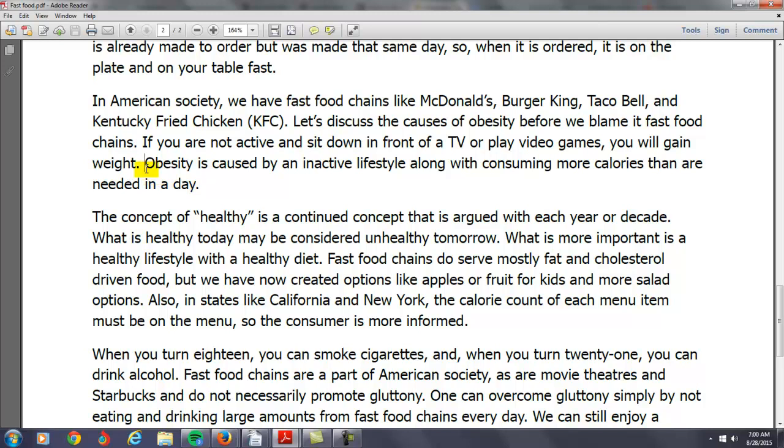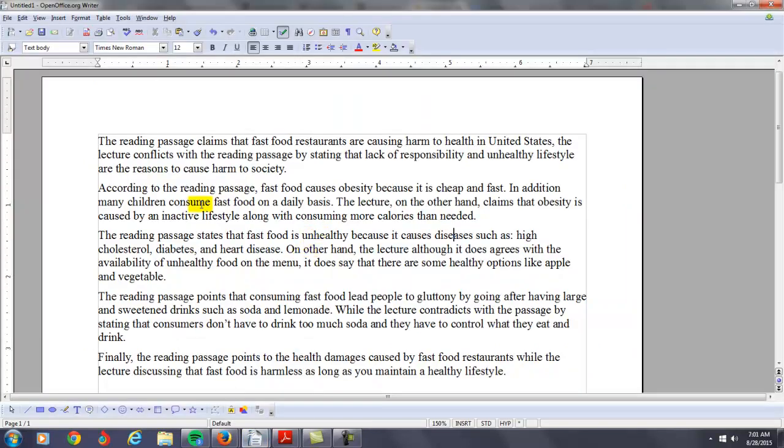So what I'm saying here, if we look at this sentence, it says obesity is caused by an inactive lifestyle along with consuming more calories than are needed in a day, right? You see that? Now then, I go over here, obesity is caused by an inactive lifestyle along with consuming more calories in a day. Now what you have to do here is you need to directly quote that. And you can't quote very much, but you need to directly quote that because you have reproduced exactly what the speaker has said in the lecture without changing any of the words at all. You see what I'm saying?